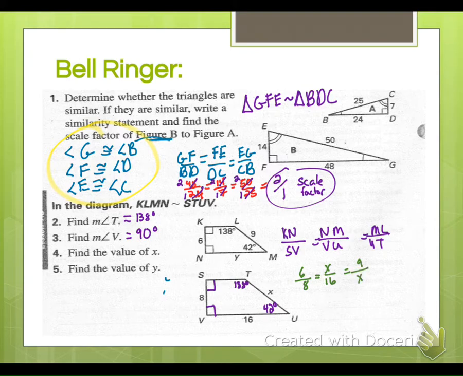So our first one says find X. So for number 4, we're going to use the equation or the ratio that we know, 6 over 8, set equal to the one that has X in it right here, 9 over X. And then we're back at that cross multiply and solve problem. So we have 6X equals, what's 9 times 8?